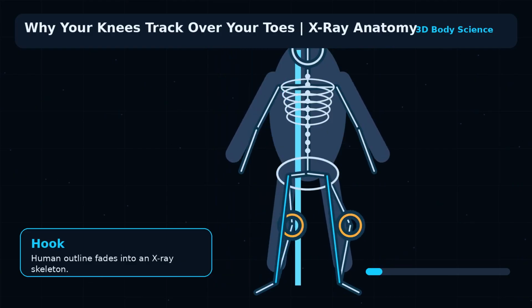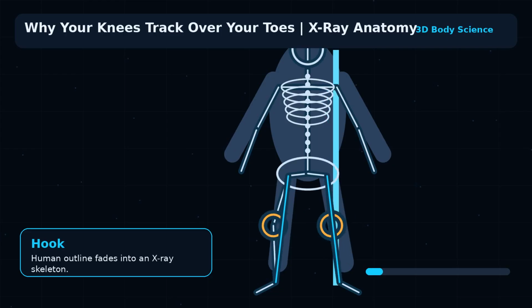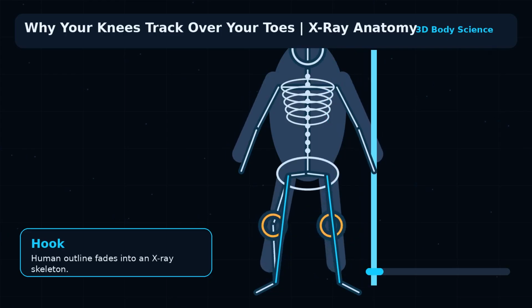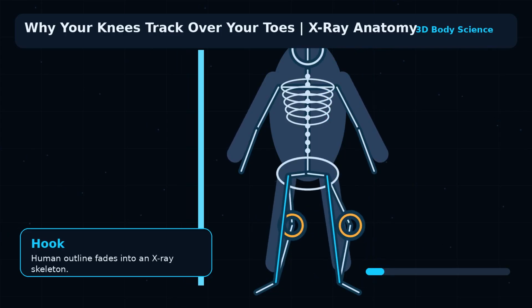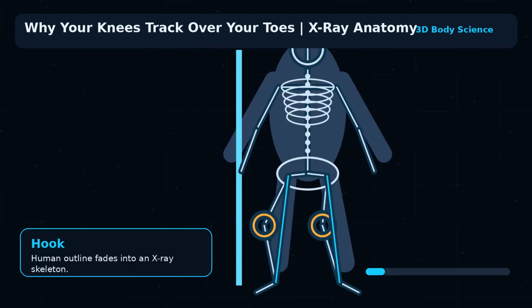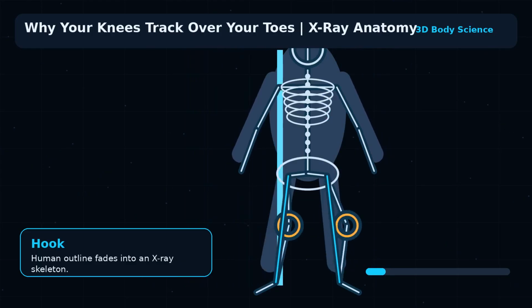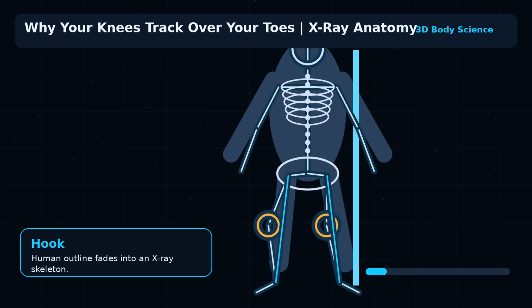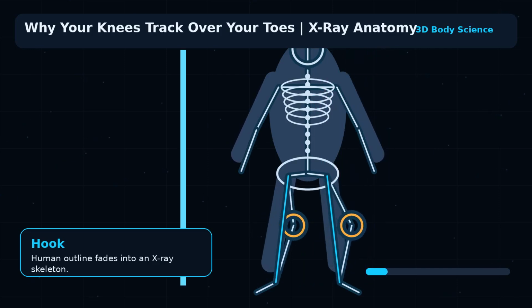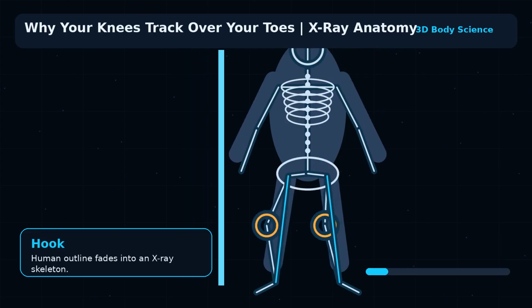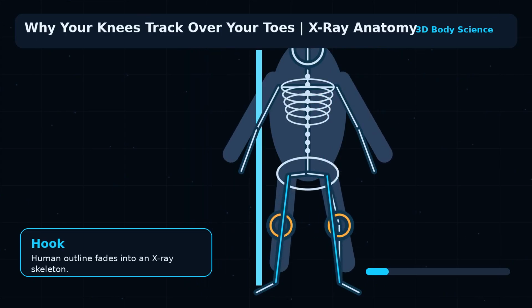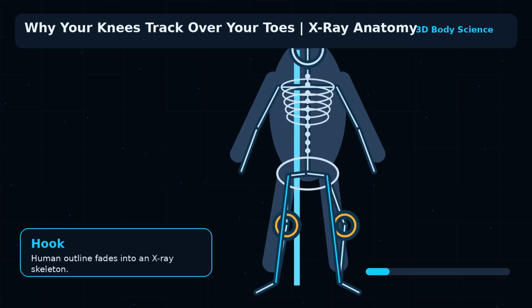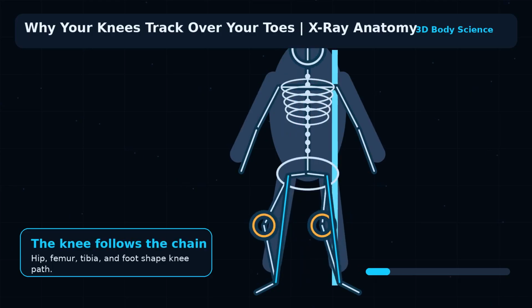Imagine the skeleton as a set of connected levers. When one lever tips, rotates, or shifts, the nearby joints have to respond. That response can make movement feel smooth, stable, powerful, or sometimes awkward. On the outside, the human body can make movement look soft and simple. But when the body fades into an X-ray view, you can see that the skeleton is constantly solving balance problems.